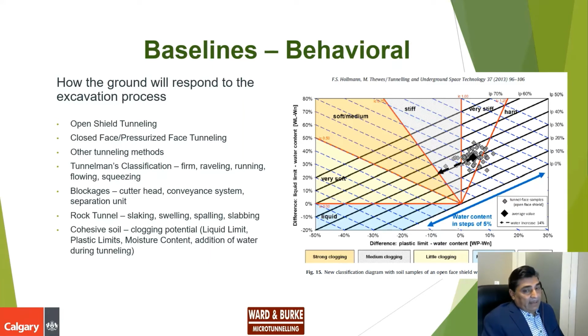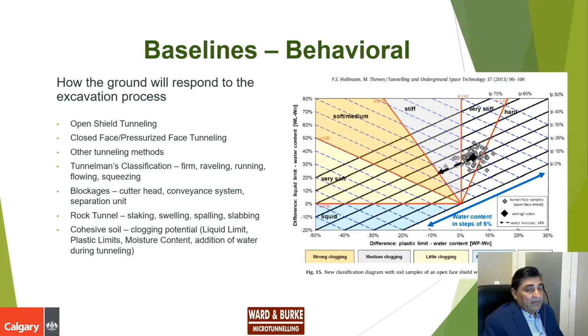So if your soil, clay or clay till or claystone is in this zone, then basically it is not clogging, but when you add moisture into it, after some point it will become strongly clogging. It will have strong clogging potential, and when you add more water, it will disperse and clogging will disappear. So if you are in this type of ground, your machine should be equipped with an unclogging system. So this is a behavior. These are behavioral baselines. Few of them I discussed.